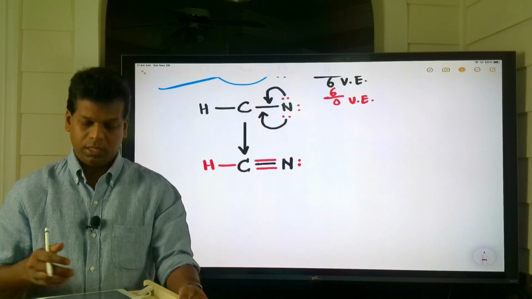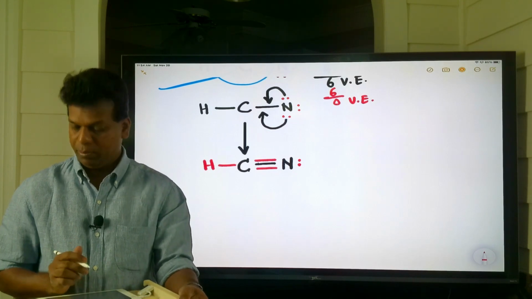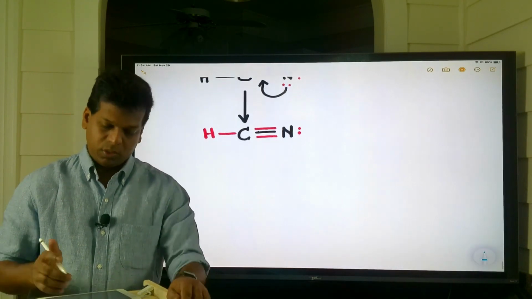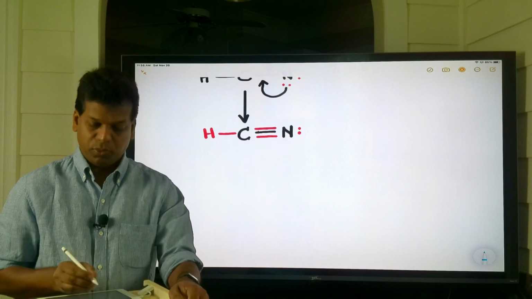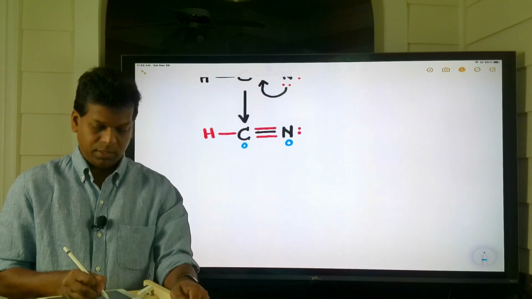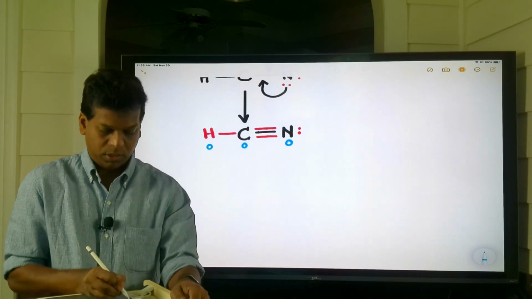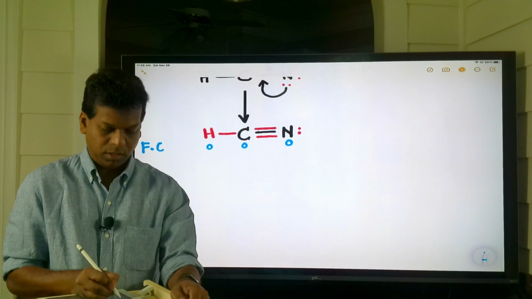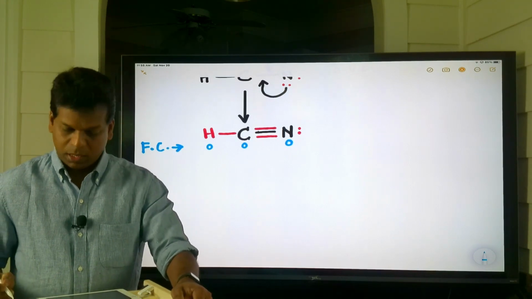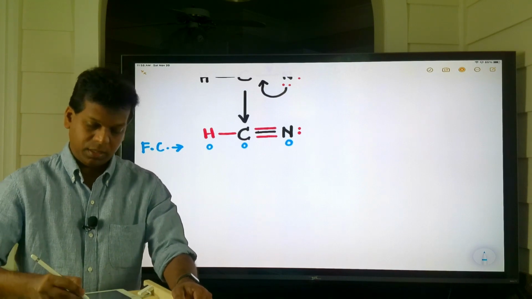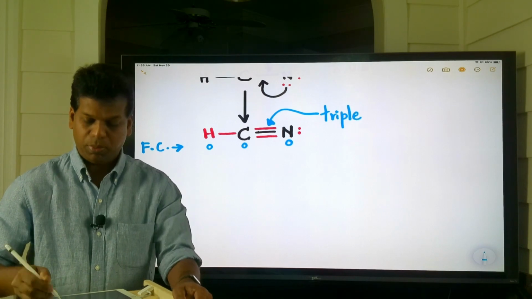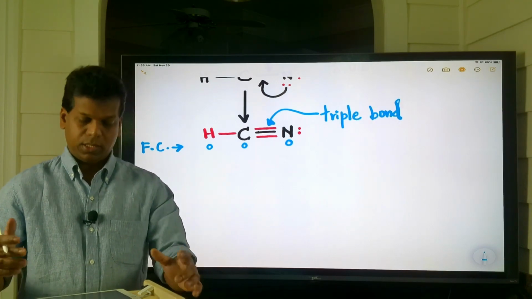Now you can check the formal charges of these elements. Last time we discussed how to calculate the formal charges. If you look at nitrogen, the formal charge of nitrogen is 0. Carbon, the formal charge is 0. Hydrogen is 0 as well. So that is the Lewis dot structure for HCN, and there is a triple bond between carbon and nitrogen. It is called a triple bond because there are 3 bonds. So HCN is good. I assume you understand.